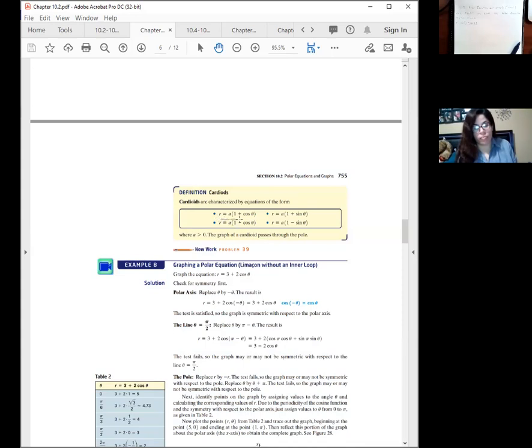So basically we have a cardioid based on the definition. If A is bigger than 0, the graph of a cardioid passes through the pole. The pole is basically the origin when you have a polar graph. So when you have a rectangular graph, you have the origin. When you have a polar graph, we usually call it the pole. Okay.